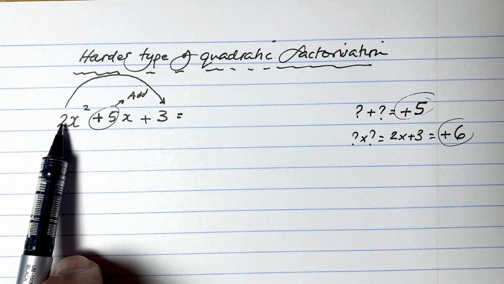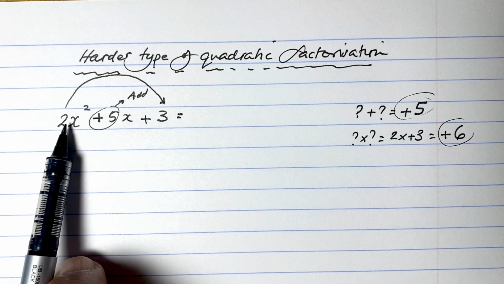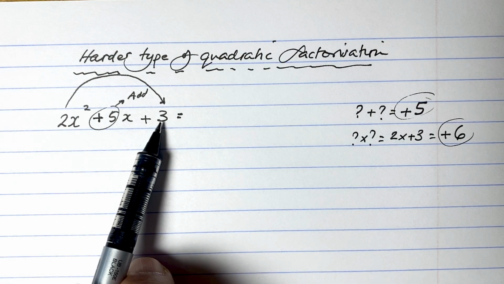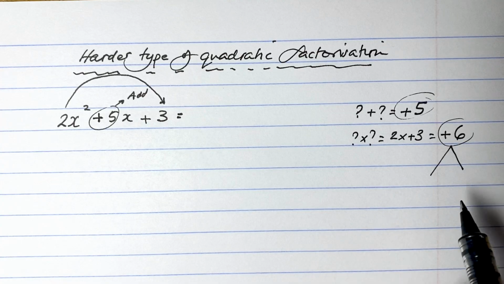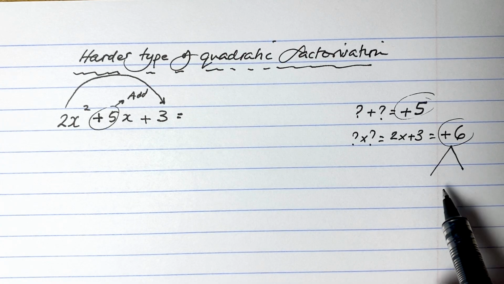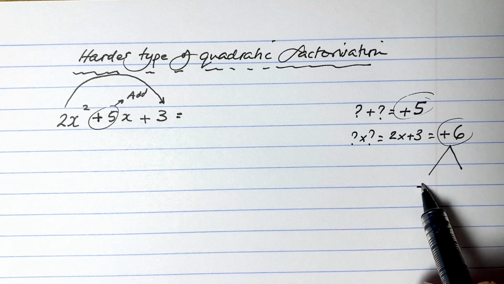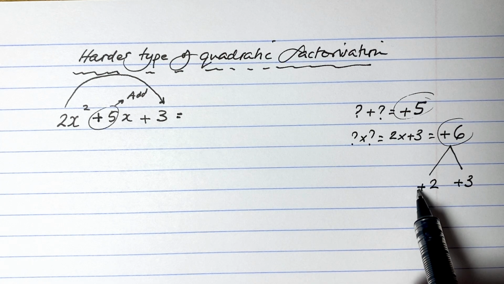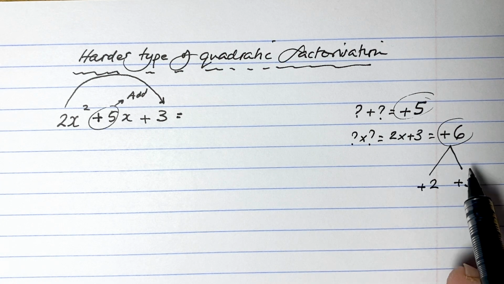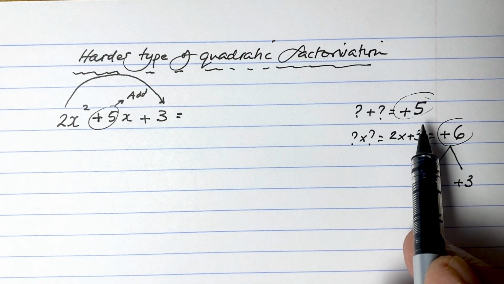Remember, the number outside x squared, or correctly, the coefficient of x squared, times the constant. Now the two numbers that times to give me plus 6 and add up to plus 5 must be 2 and 3. Plus 2, plus 3. Plus times plus is plus, 2 times 3 is 6, plus 2 and plus 3 makes plus 5.